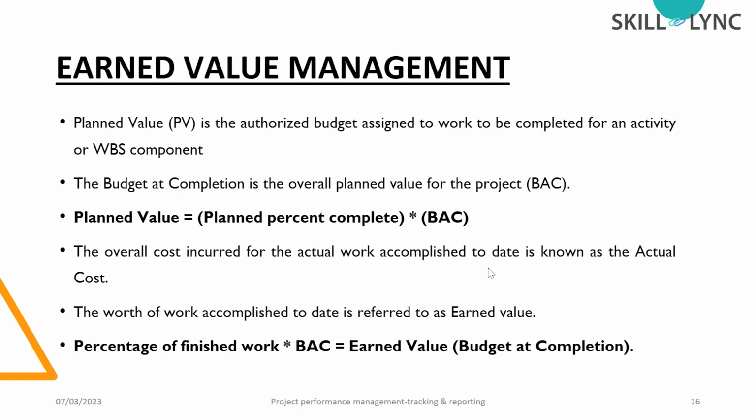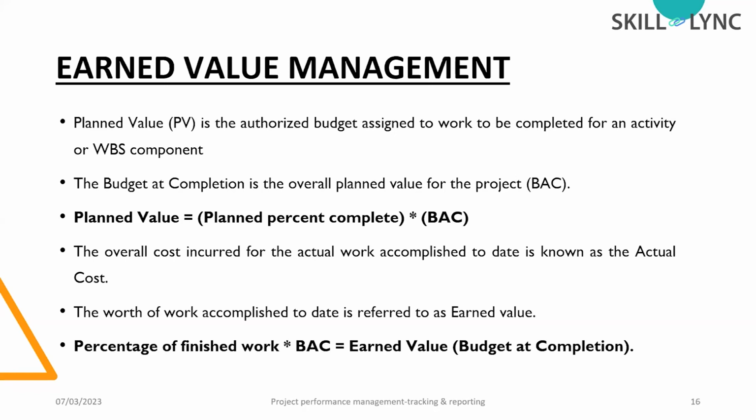So these are the three main parameters: the planned value, the actual cost, and the earned value. Guys, please keep this point in mind. In order to understand the performance of a project, we need to consider these three factors. One is planned value, the authorized or agreed budget of the project. Second is the earned value, the work accomplished till date. And the next is the actual cost, the cost of the actual work that is completed.